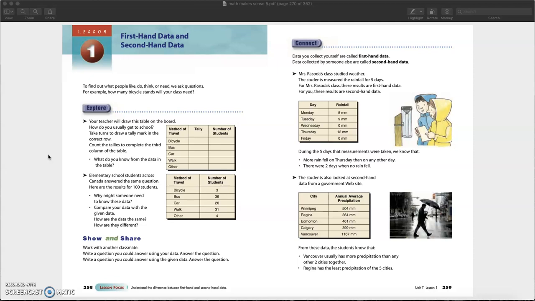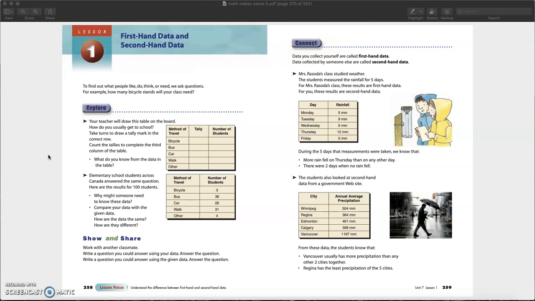Then there's a second question. Elementary school students across Canada answered the same question. Here are the results for 100 students. So how do you think they got that information? Did somebody go around asking that question to people? Or was there maybe another resource that you could use? So there are different ways to collect data, and that's what we're going to look at here.